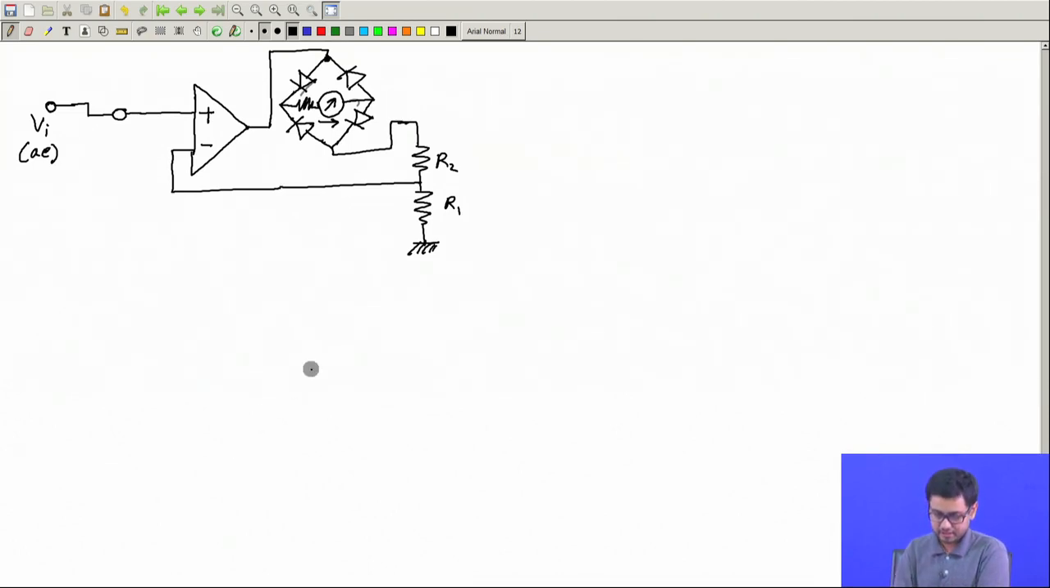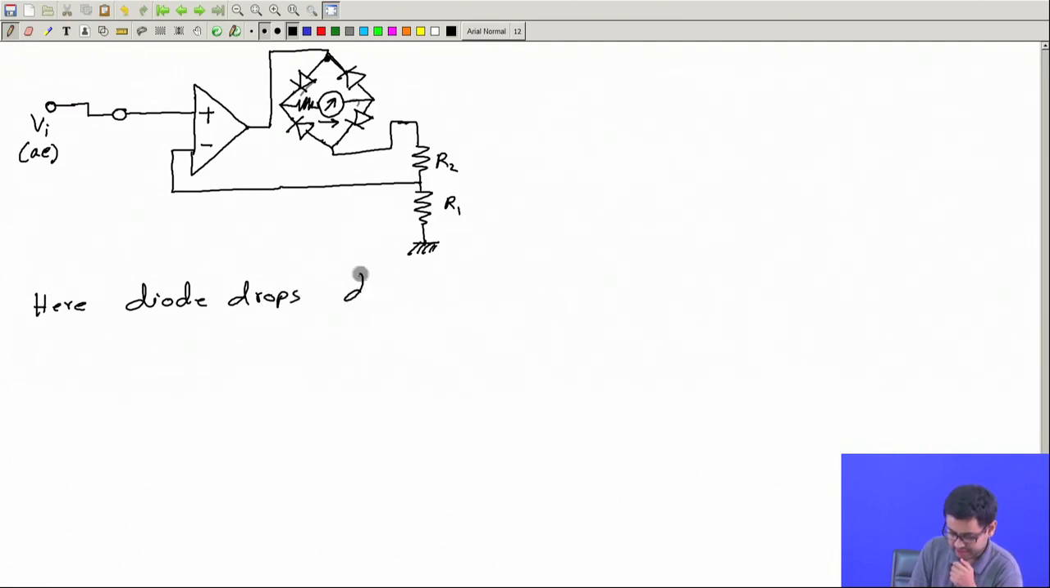So you see the current will flow like this in the positive half through the meter from left to right and will go like this. In the negative half, current will go from here again left to right through the meter and like this and will enter this. So this is a full wave rectifier circuit, because current through the meter is always from left to right, both in the positive cycle and in the negative cycle. So here the diode drops don't matter. This is very important to note.